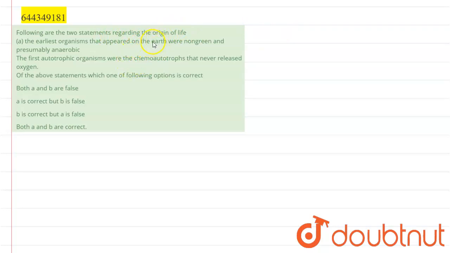Hello students, here two statements regarding the origin of life are given and you have to say whether these statements are true or false. The first statement is: the earliest organisms that appeared on earth were non-green and presumably anaerobic.